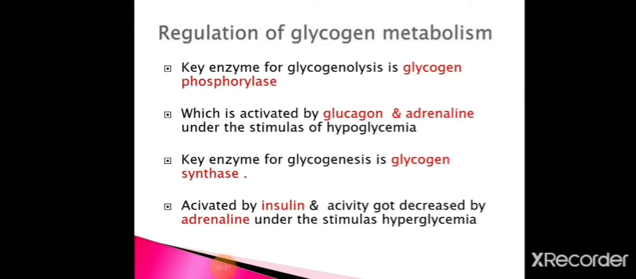Coming to the regulation of glycogen metabolism. The key enzyme for glycogenolysis is glycogen phosphorylase, and this enzyme is activated by glucagon and adrenaline. This is under the stimulus of hypoglycemia. So when the blood glucose level is low, glucagon and adrenaline will activate glycogen phosphorylase, which favors glycogenolysis. And the key enzyme for glycogenesis is glycogen synthase. This is activated by insulin and its activity is decreased by adrenaline under the stimulus of hyperglycemia.